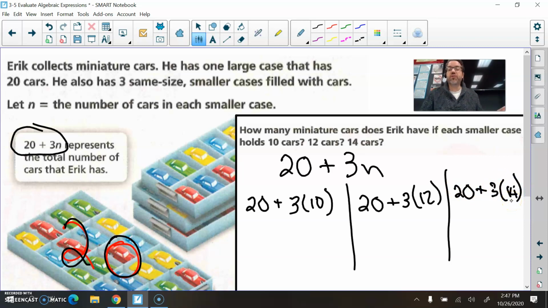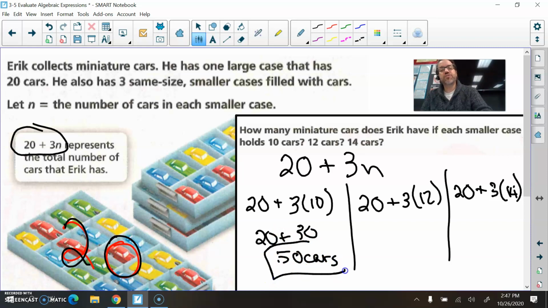It'll be a different total number of cars depending upon the size of his smaller cases and how many cars he has in them. If each of those has 10 cars, then 3 times 10 is 30. 20 plus 30 is 50 cars. 50 miniature cars. But if each of those cases holds 12, 3 times 12 is 36. 20 plus 36 is 56 cars.